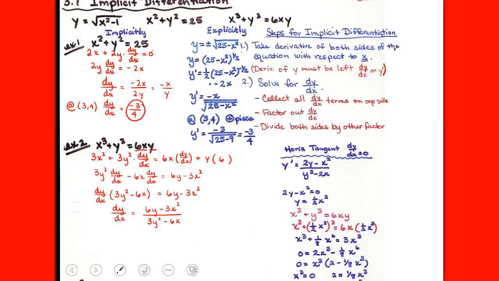We always want to give our answer in lowest terms. So if there would be anything that I could factor and cancel, I'd want to do that. And I can take out a greatest common factor of 3 in the numerator and a greatest common factor of 3 in the denominator and cancel those out. And then what remains is my derivative.